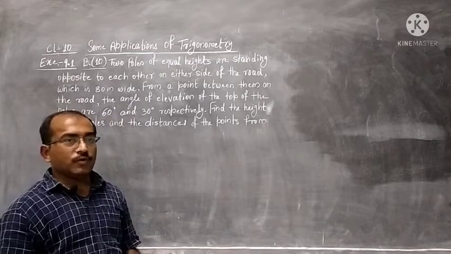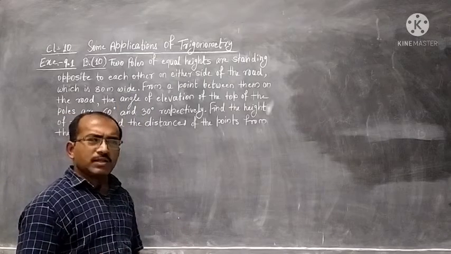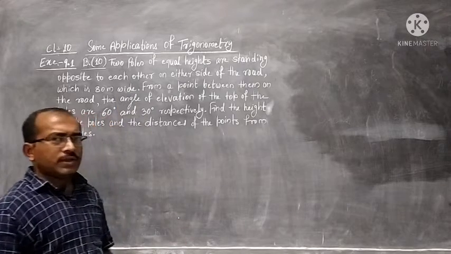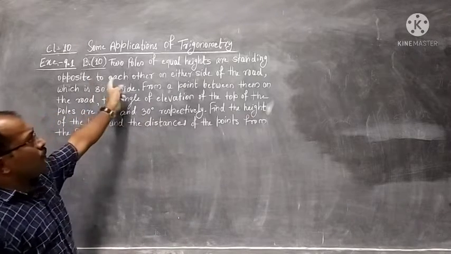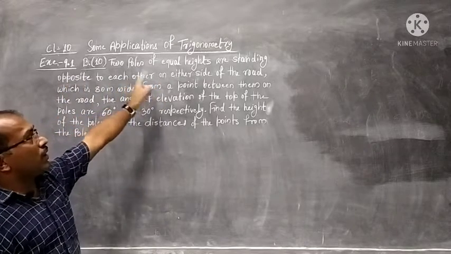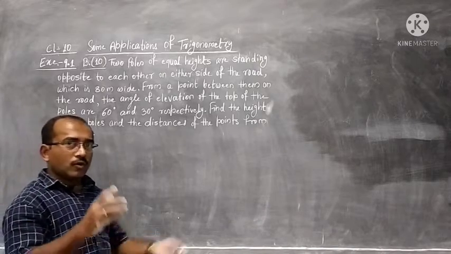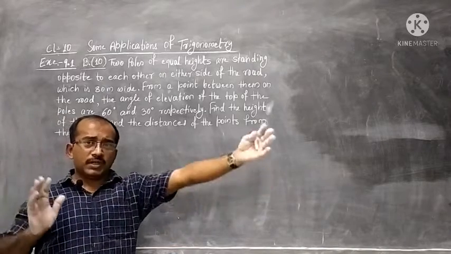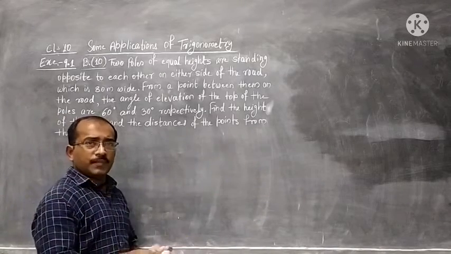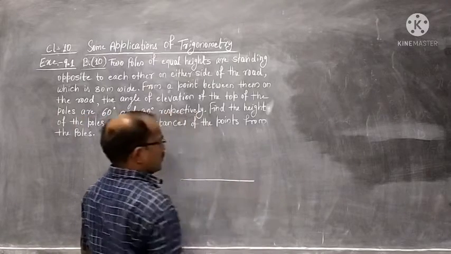Let's learn in this video question number 10 of your textbook exercise 9.1. The question is: two poles of equal heights are standing opposite to each other on either side of the road. There are two poles standing on either side, meaning both sides, just opposite to each other we can say. So let's start. We have a road.